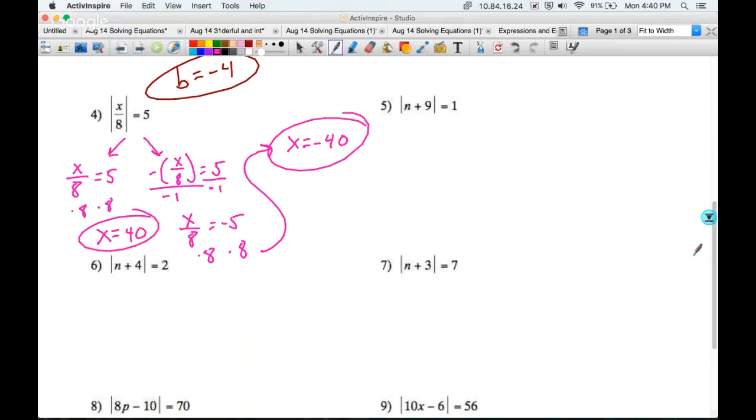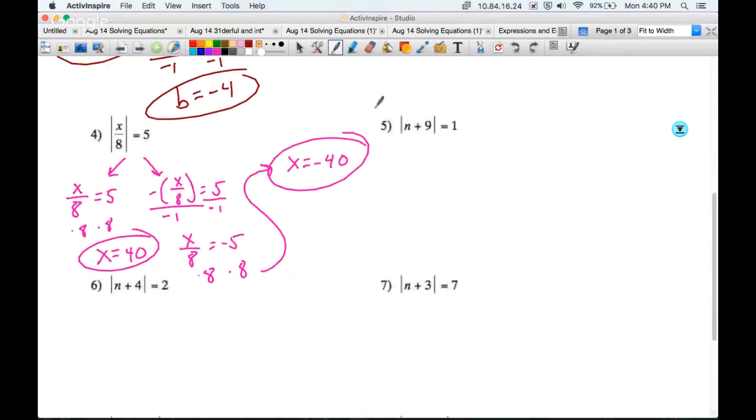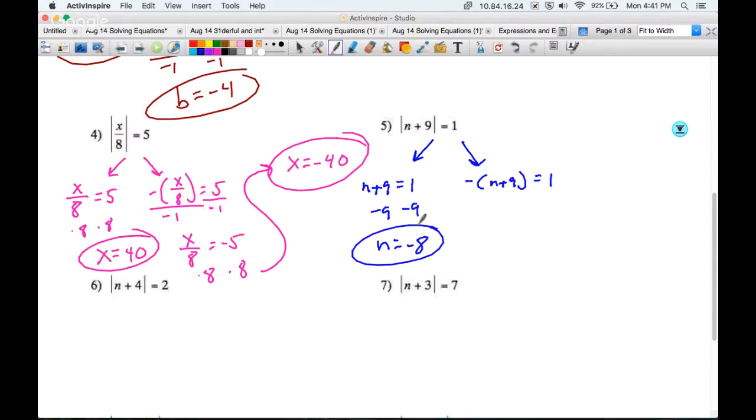Problem number 5 is a good one. This should give us an example of when we don't necessarily get just plus or minus the same number. Again, no operations outside of our absolute value brackets, so we can just split it into the two cases right away. One case, I drop them. The other case, I turn them into a negative parentheses. All right, over here, I'll just subtract 9 from both sides. We get that n is equal to -8. That's one of our answers.